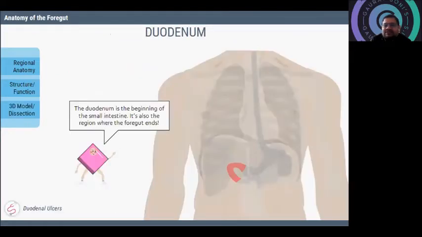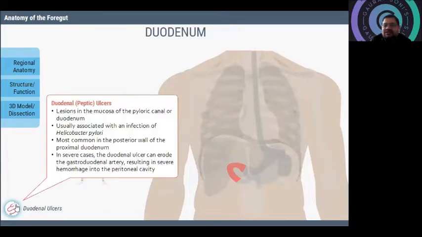The next part which we have to see is the duodenum. The duodenum is the beginning of the small intestine. Remember, it is the beginning of the small intestine. A common disease related to this is duodenal or peptic ulcers. These are lesions in the mucosa of the pyloric canal or duodenum, usually associated with the infection called Helicobacter pylori, most common in the posterior wall of the proximal duodenum. In severe cases, a duodenal ulcer can erode the gastroduodenal artery, resulting in severe hemorrhage also.